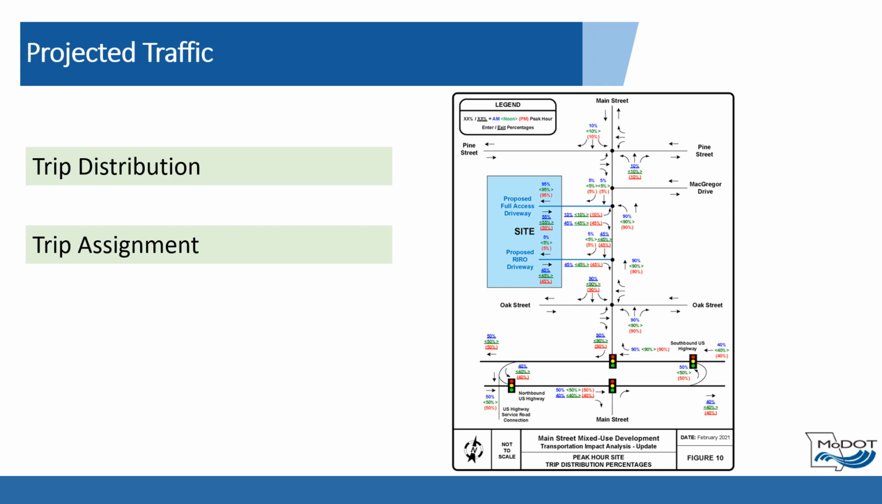the trip assignment process. The Future Build Forecasting subsection evaluates how much traffic will be on the transportation network in a future horizon year, assuming the proposed development has been constructed. This is accomplished by adding the development trips from the trip generation step of this section to the future background, future no-build traffic volumes developed at the beginning of this section.